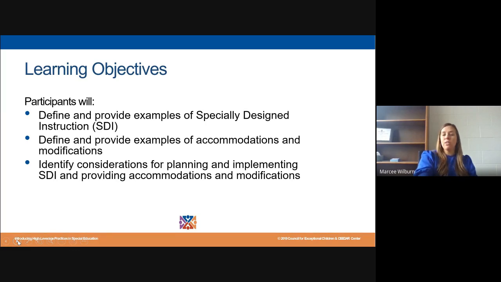So hopefully you will leave with some processes that can help you within your current position and maybe different perspectives on some of the topics that we're going to talk about. But I do completely recognize that you have foundational knowledge of both SDI and accommodations and modifications today. So I hope to just provide you with some resources that you can utilize, in addition to giving you some new information today.